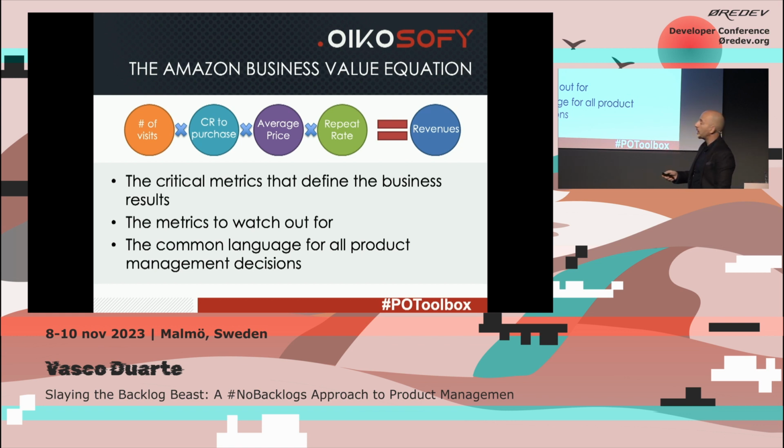The Amazon website makes money, revenues is the goal, this way. You multiply the number of visits by the conversion rate to the purchase. You multiply that by the average price of such purchase, and you multiply that by the repeat rate of each of the customers. What do you get? Revenue. Here's the cool thing. Now you know what to bloody do.